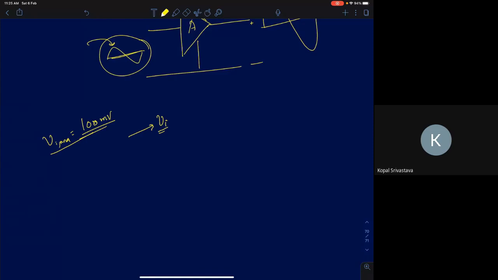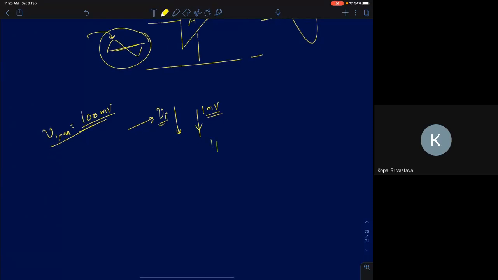Reduce, right? If I keep reducing the input voltage, then the nonlinear distortion will start reducing. Okay, the nonlinear distortion will start reducing if you reduce VI. Now, ideally, one should think that if I apply a 1 millivolt signal, then I should have better amplification because there will be lesser unwanted harmonics.